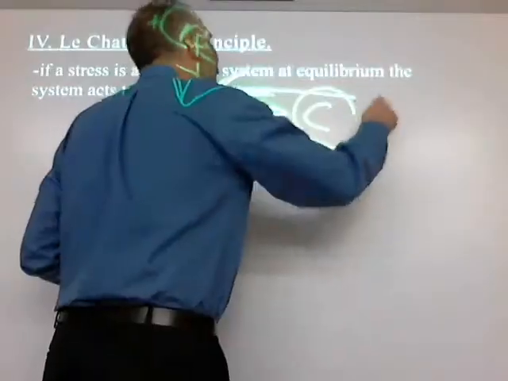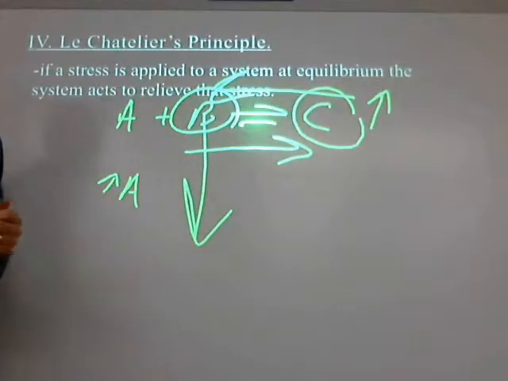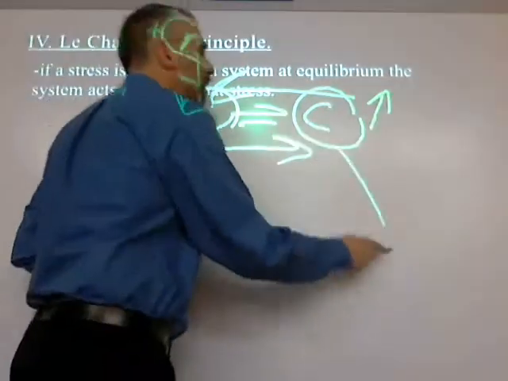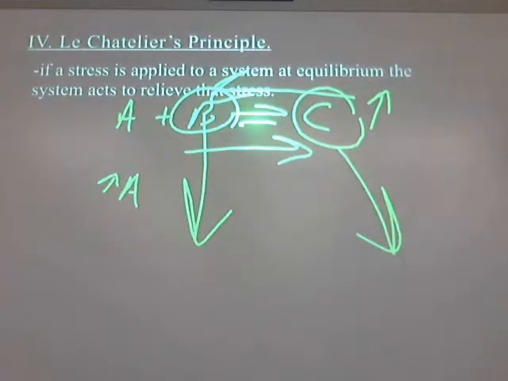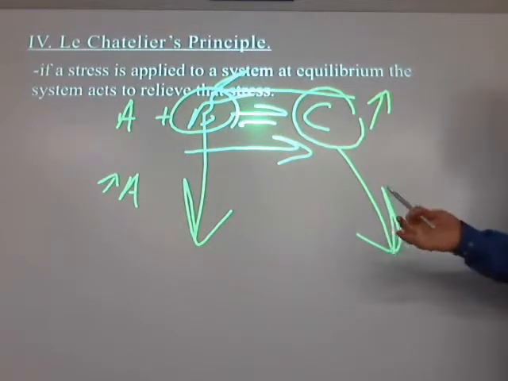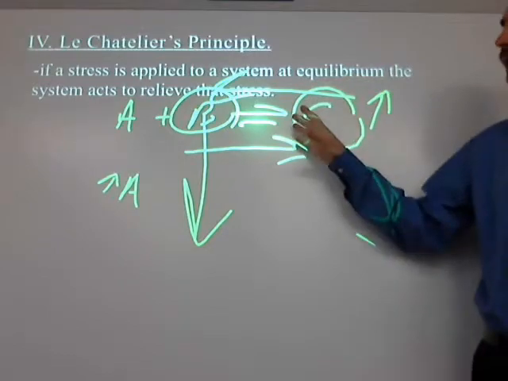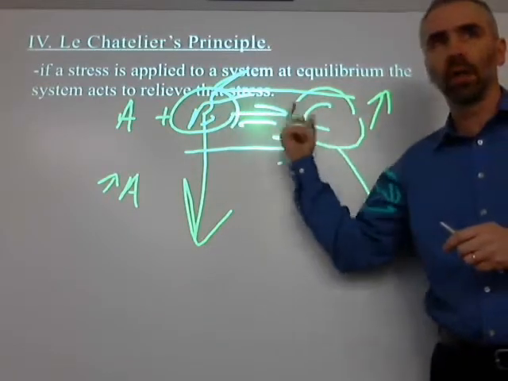What if I were to add C to this container? What would he do? Reverse to try to get rid of the extra C. And if I were to take C away, what would he try to do? Forward. Okay, that's in a nutshell what happens. That's the first step, but here's the problem. That's only the first step to try to determine which way he's going to go.